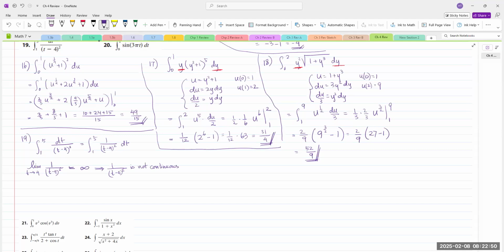It's an infinite discontinuity at t equals 4, right? Okay, so the integral from 1 to 5 of dt over (t minus 4) squared does not exist.